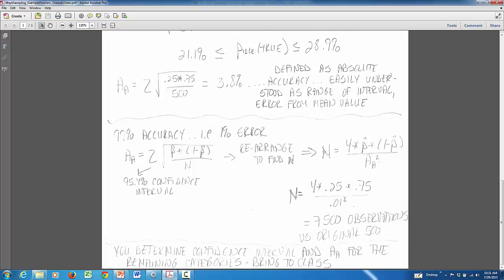So if we want to figure out how many observations we would need to get 99% accurate, or only have a 1% error, it would be 4 times 0.25, which is the estimated proportion of idle time, times 1 minus 0.25, which is 0.75, divided by our absolute accuracy squared, which is our error rate, and so that's 1%, so we only want an error of 1% squared, and that equates to 7,500 observations versus our original 500. So that is a lot more observations. I think it's 15 times more observations.